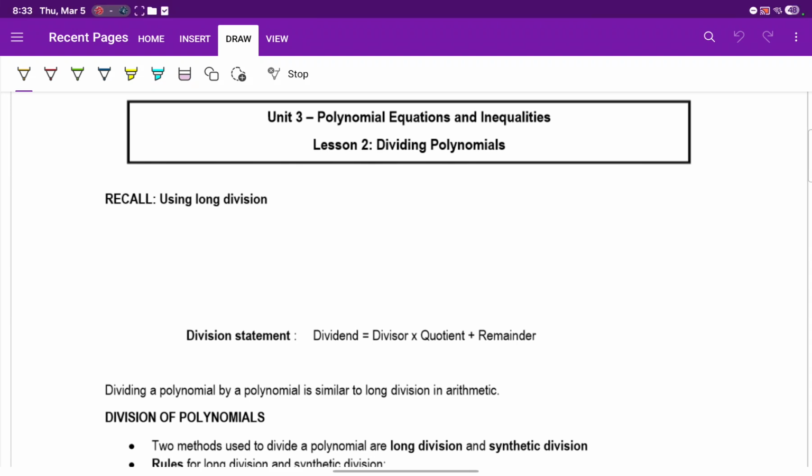Today's lesson, we are in Unit 3, Polynomial Equations and Inequalities. Today's lesson focuses on dividing polynomials. So yesterday, in our first lesson, we focused on factoring polynomials, okay? And today what we're going to do is focus on dividing polynomials.